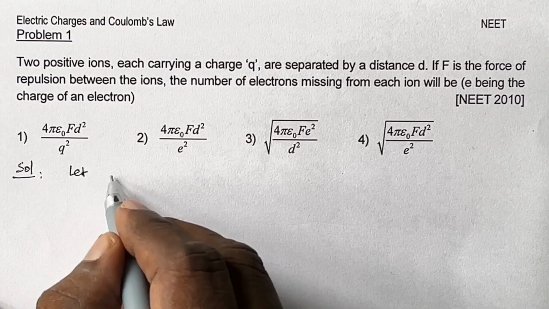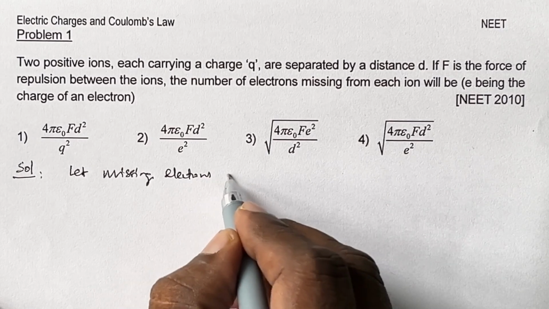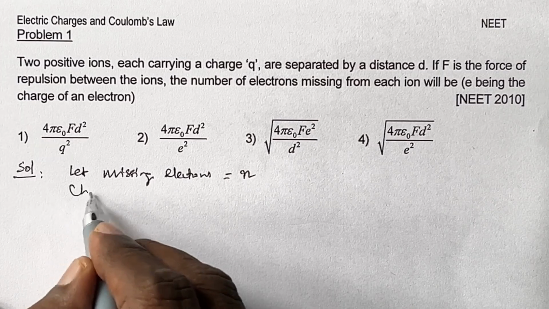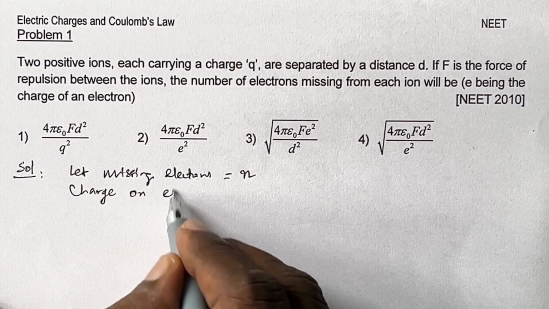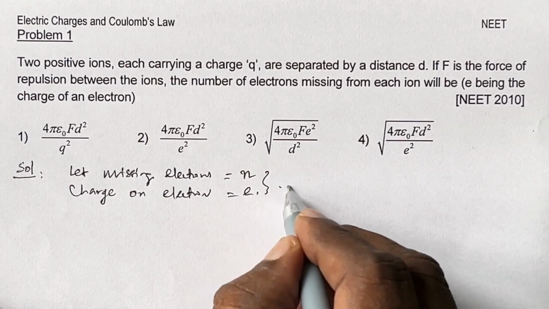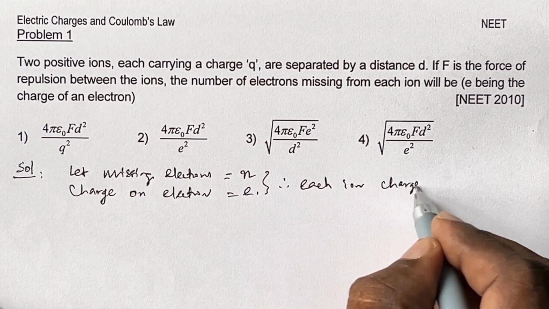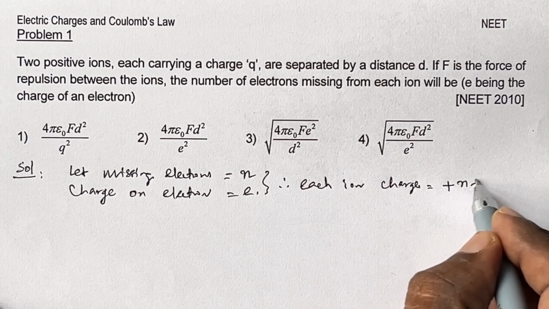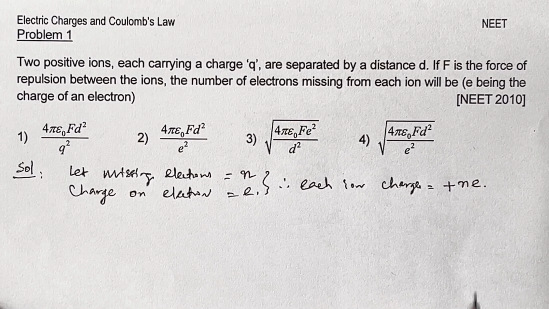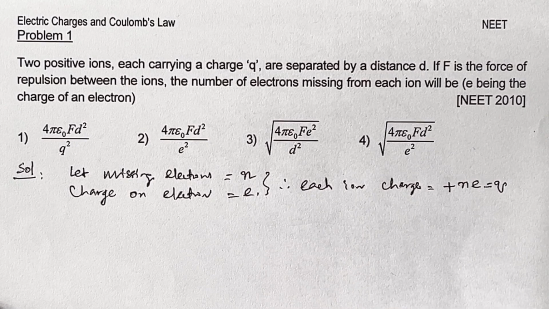So let the missing electrons be equal to some n. The charge on an electron is equal to e. Therefore, each ion's charge is equal to plus ne. We take both as the same charge, so this is the charge they are having. So let us take this as the charge Q.